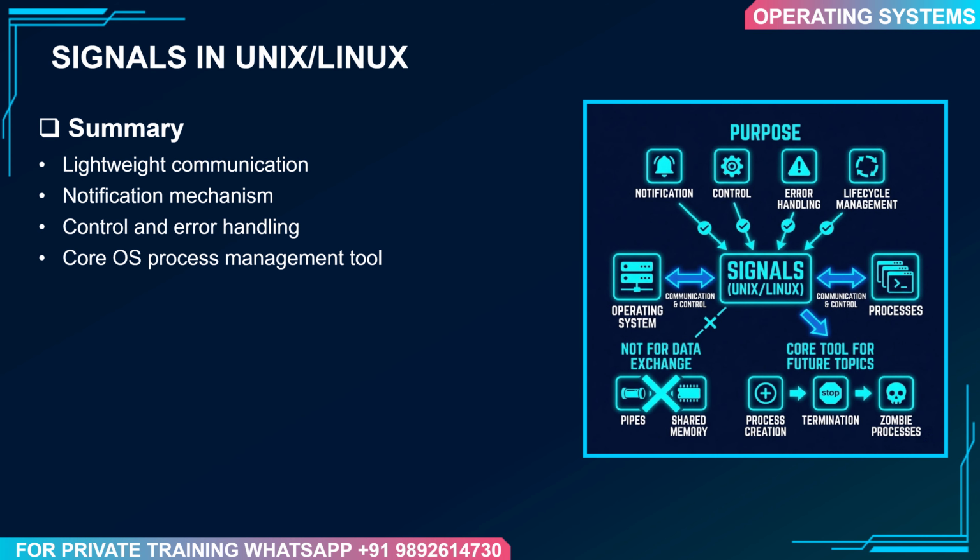To sum it up, signals in Unix and Linux are a lightweight but powerful communication mechanism. They allow the operating system and processes to notify each other about important events. They are not meant for data exchange like pipes or shared memory. Instead, they are meant for control, errors, and lifecycle management of processes. Understanding signals gives you a clearer picture of how the operating system maintains control while still allowing processes to react intelligently. As we move forward to topics like process creation, termination, and zombie processes, you will see signals appearing again and again as a core tool used by the operating system to manage process behavior.